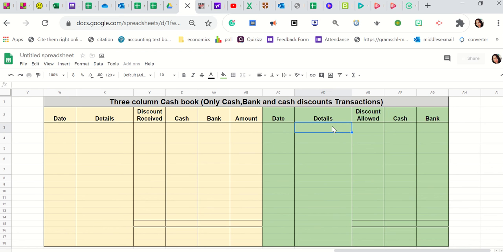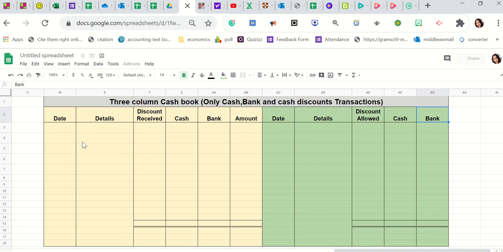Now when it comes to cash discounts, there are two types of cash discounts: discount received and discount allowed. Now here you can see on the debit side, you have columns for discount received, any cash received, any bank transactions which influenced the business. On the credit side, if you had allowed any discount to your customers, any payments made by cash, any payments made by bank, all these appear on the credit side of your cash book.